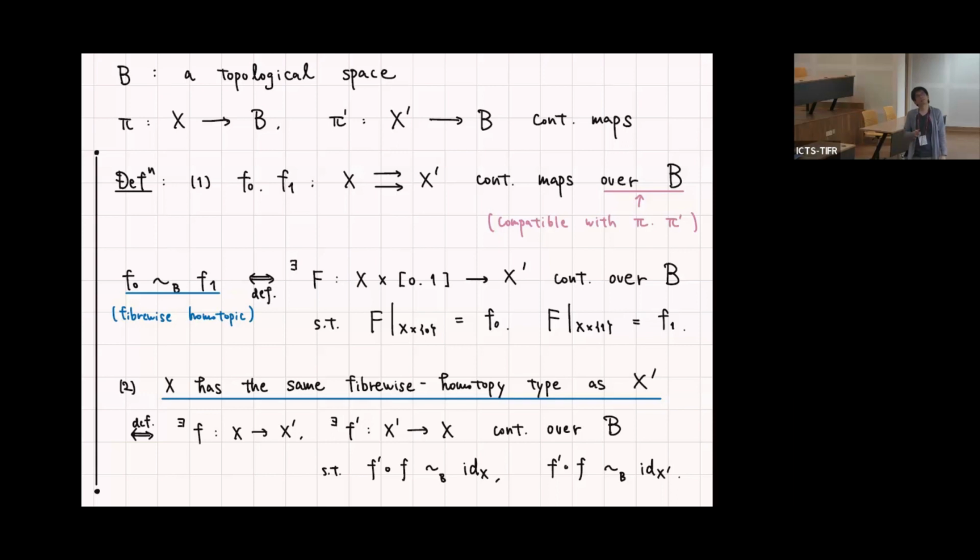So these two continuous maps have the same target space B. In this situation, you can define the concept of a continuous map over B, which is just a continuous map compatible with these projection maps. And then you can define the concept of the fiber-wise homotopy, which is just a homotopy, but everything respects the projection to B. Then you can define the concept of the fiber homotopy type, just as in the case of the usual homotopy theory, but everything respects the projection to B.